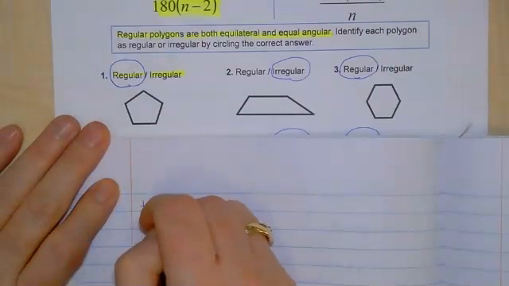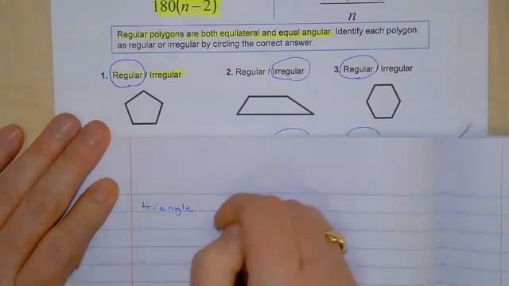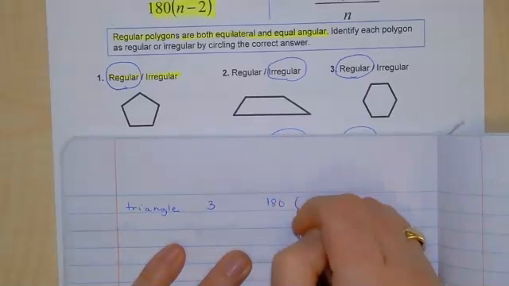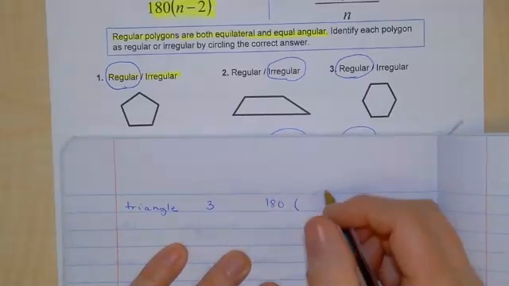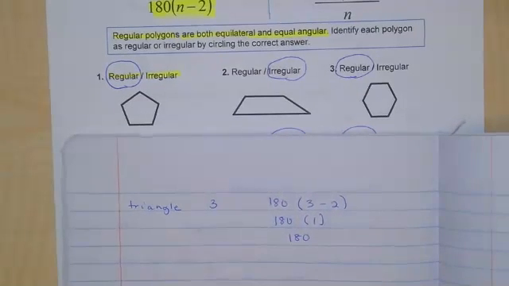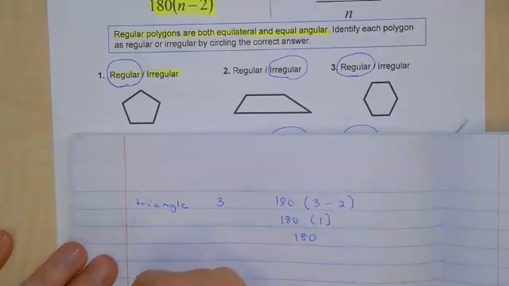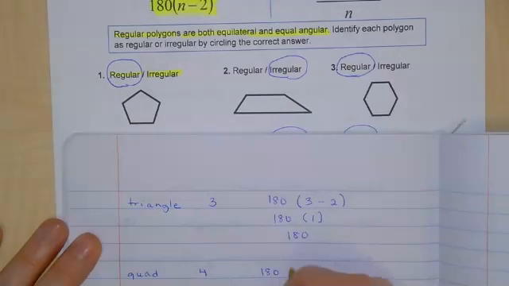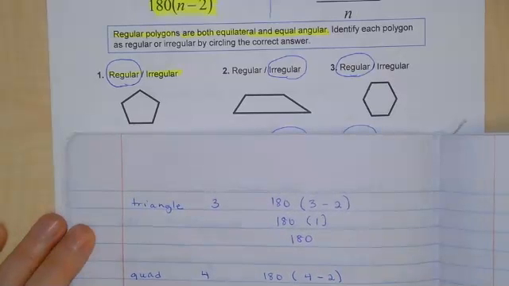So a triangle has 3 sides. So a triangle has 180 times the number of sides minus 2. That's how we get to 180. But look what happens if we do a quad. It's 4 sides. Now I go 180, 4 minus 2. So that's where the pattern is.